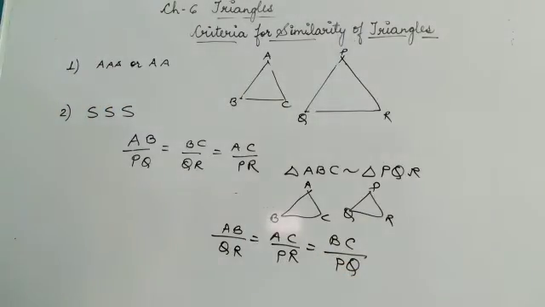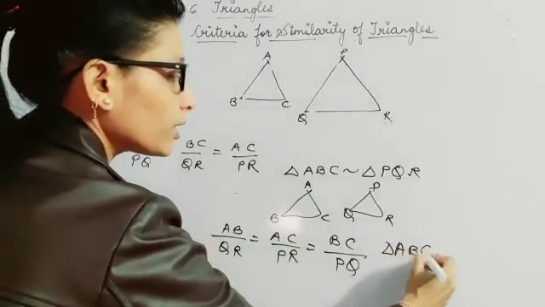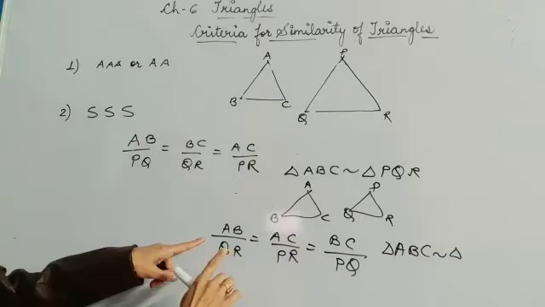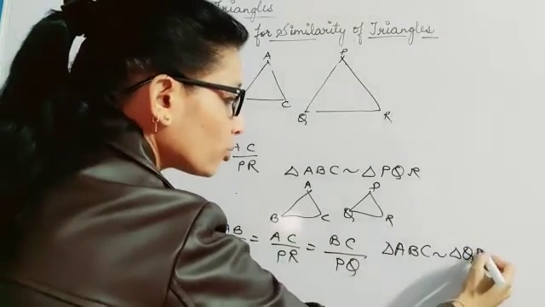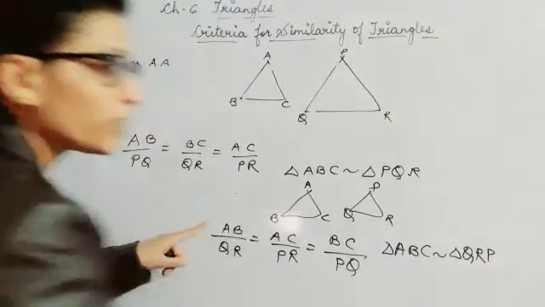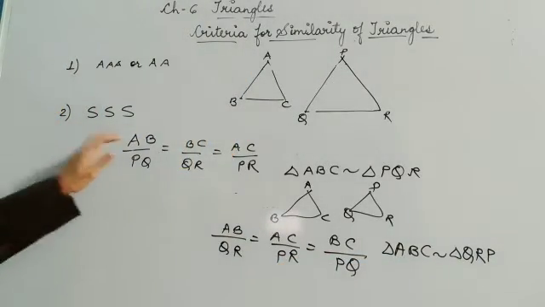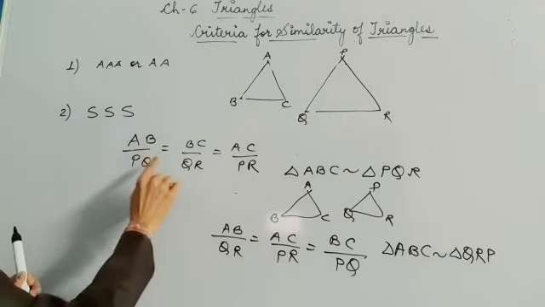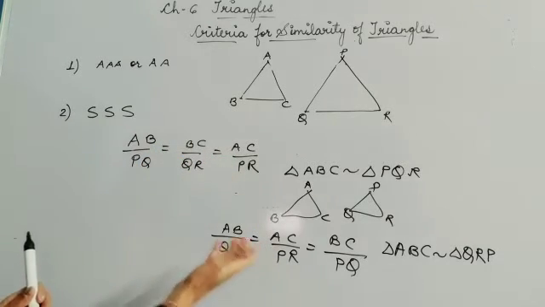If it is written like this, that means here triangle ABC is similar to, you need to consider the sequence. It is written AB first and it is QR. So I will be writing it as QR and the left vertex is P. So triangle ABC is similar to QRP. So this is the SSS similarity criteria. That means if you have the ratio of the corresponding sides equal or proportional, then you can say that two triangles are similar.